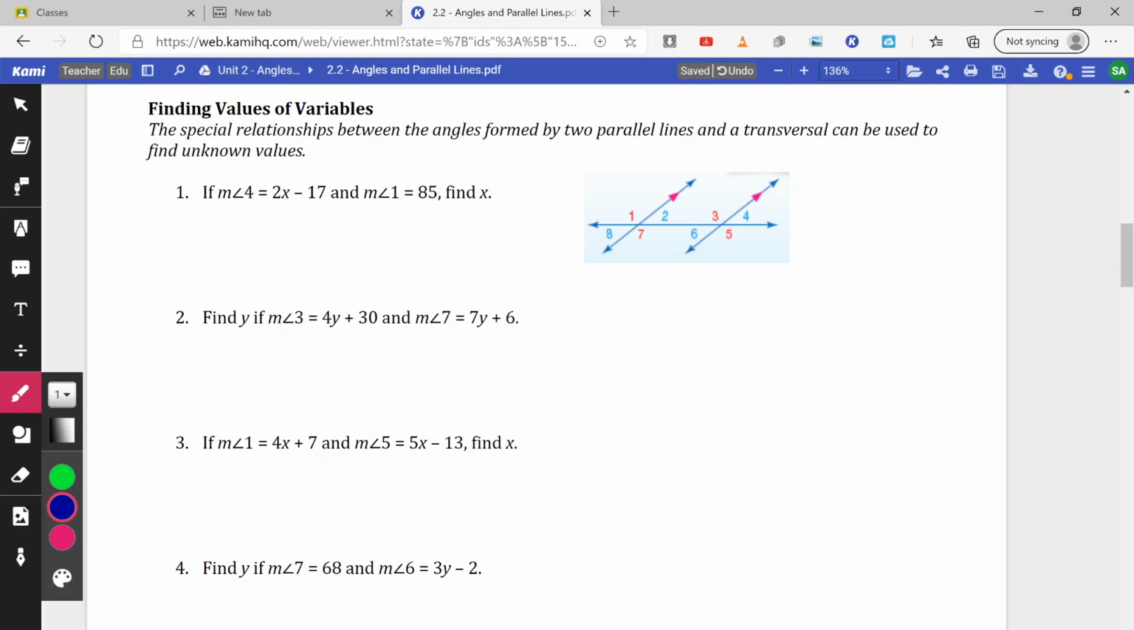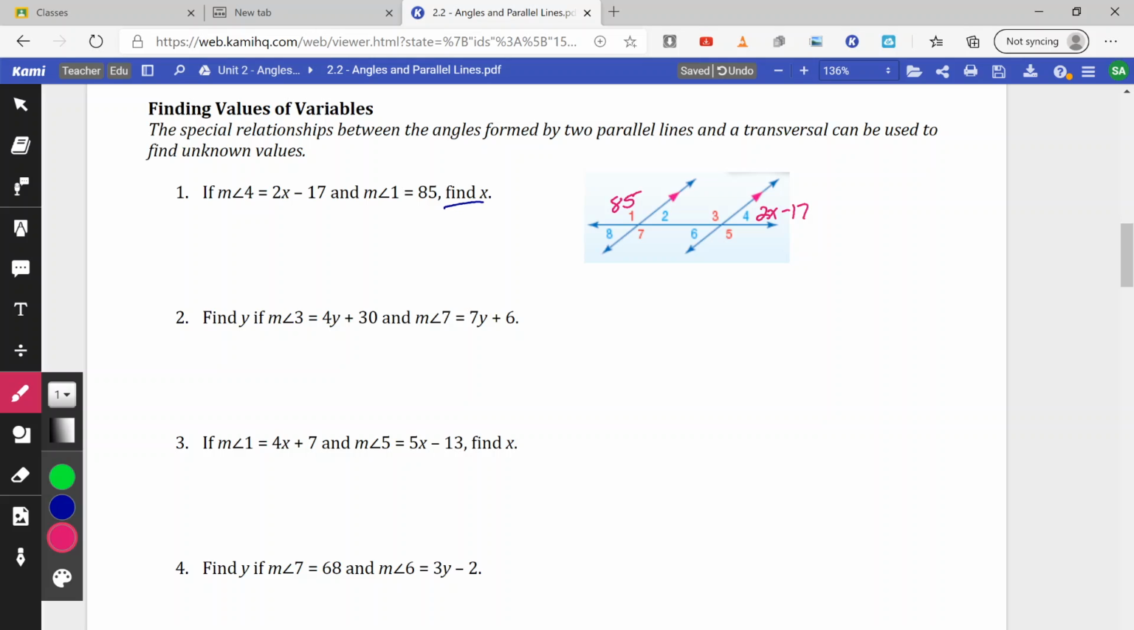So for instance, we got a few problems here. We need to find x. For this one, we are told angle 4 is 2x minus 17 and angle 1 is 85. So in our case, angle 4, we can label it 2x minus 17. Angle 1 is 85 degrees. We have to determine what the relationship between the two are.